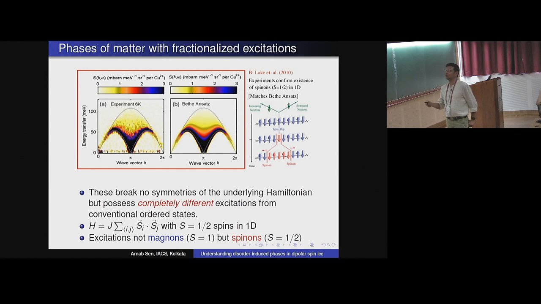Okay? So one simple example of that is, suppose I start with a Heisenberg spin chain in 1D with spin half degrees of freedom. Then it's well known, at least in this problem, because this one can solve exactly by Bethe ansatz, that the excitations are not magnon-like. They are, in fact, spinon-like. So if you wish, the magnon is like your more conventional spin wave excitation, whereas a spinon is a fraction of a spin wave.